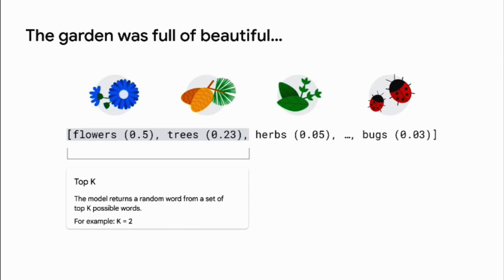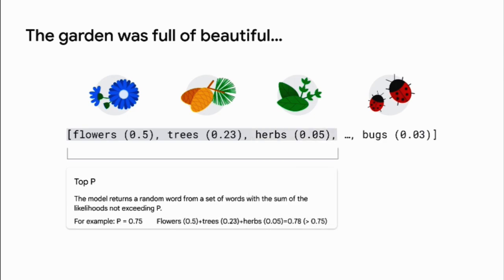However, if the probability distribution of the words is highly skewed and you have one word that is very likely and everything else is very unlikely, this approach can result in some strange responses. The difficulty of selecting the best top K value leads to another popular approach that dynamically sets the size of the shortlist of words. Top P allows the model to randomly return a word from the top P probability of words. With top P, you choose from a set of words with the sum of the likelihoods not exceeding P.